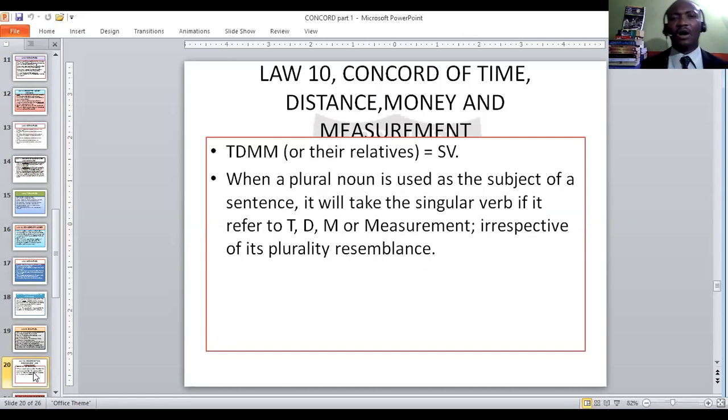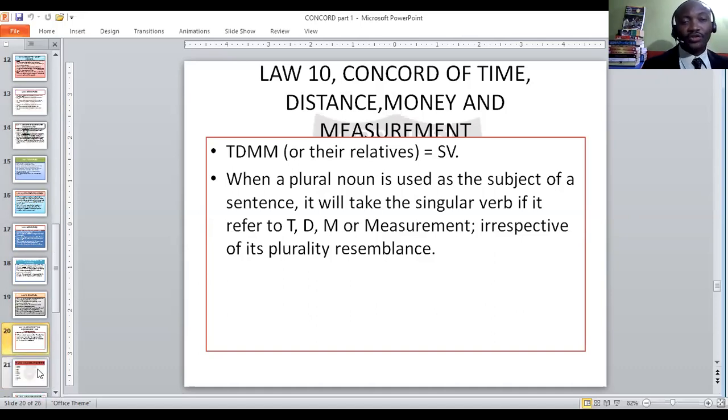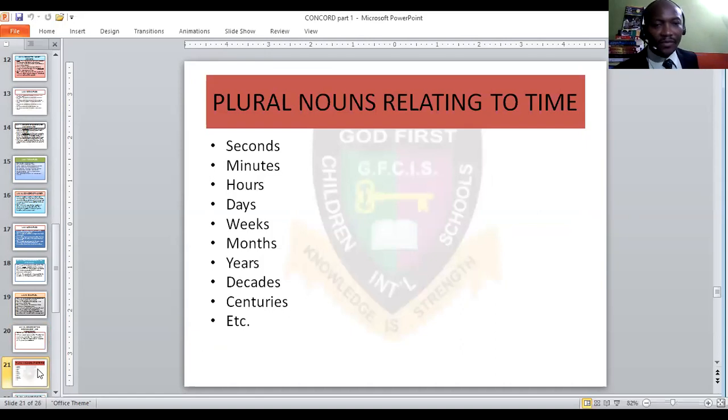Now let's look at Law 10, concord of time, distance, money, and measurement. We have TDMM, or anything that resembles it. So when a plural noun is used as the subject of a sentence, it will take the singular verb if it refers to time, distance, money, or measurement, irrespective of its plural appearance. As long as it's talking about time, distance, money and measurement, please use a singular verb even if it is plural.